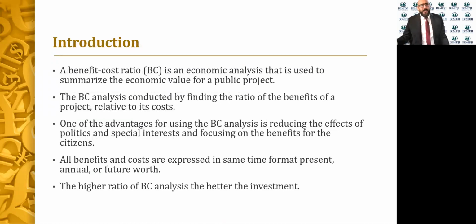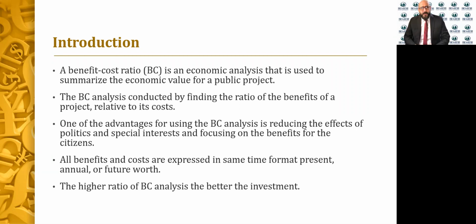All right. Introduction to BC ratio analysis: it is an economic analysis that is used to summarize the economic value of a project, for a public project in particular. The BC ratio is conducted by finding the ratio of the benefits of a project relative to its cost. So basically what we do is find out the benefit of a project, find the cost of the project, and divide the B, the benefit, over the C, the cost, and that's what we call the BC ratio.